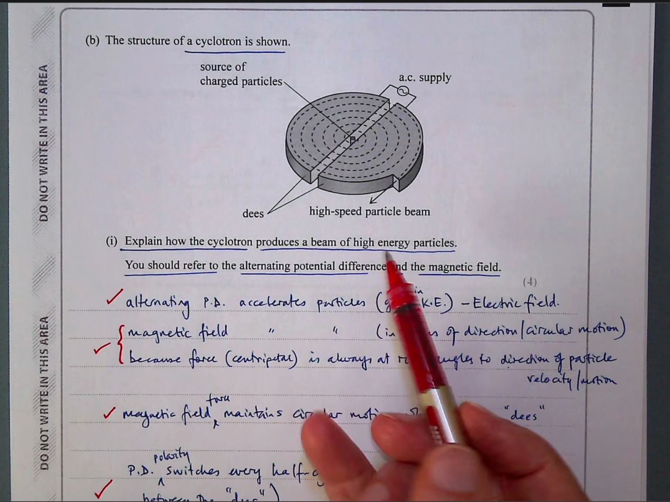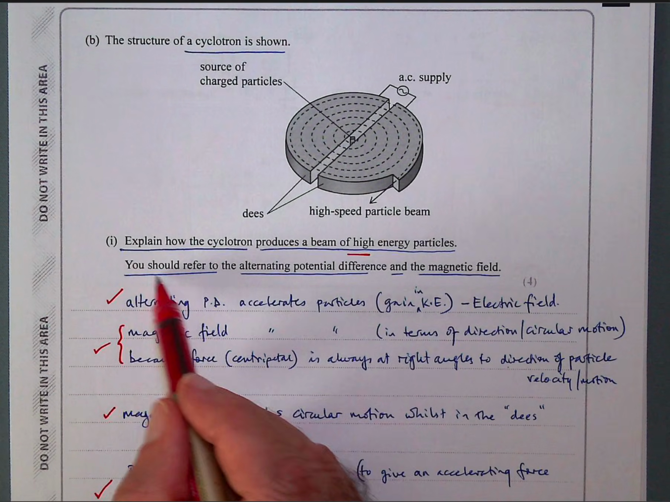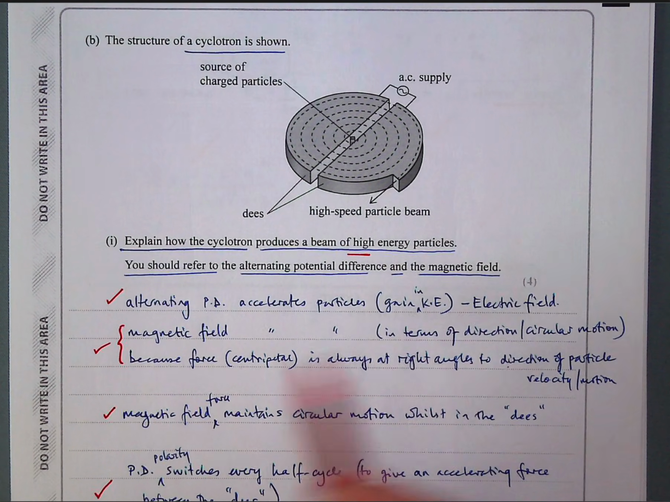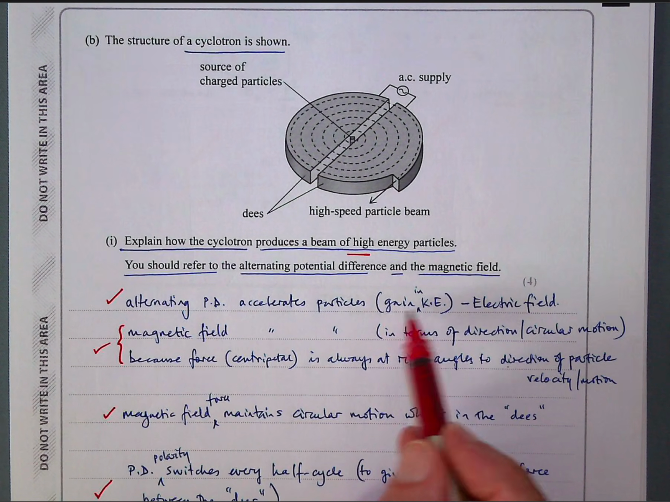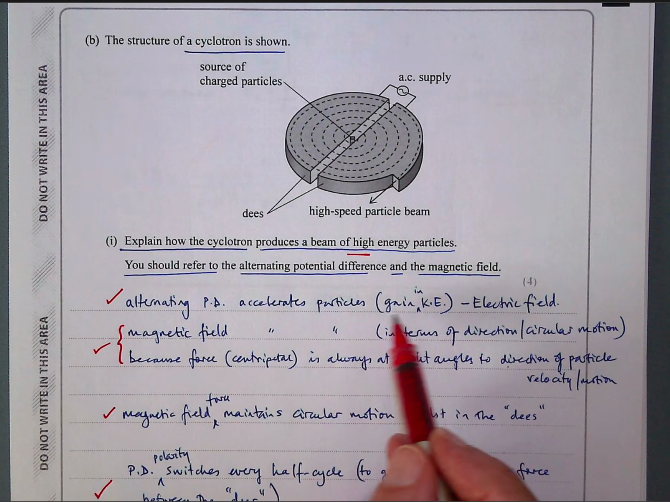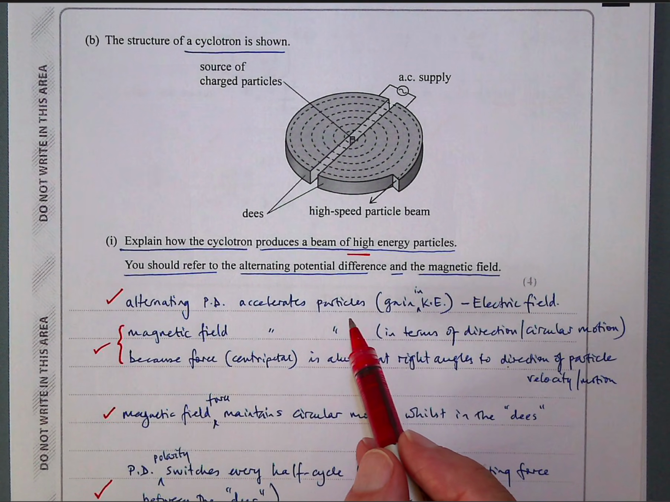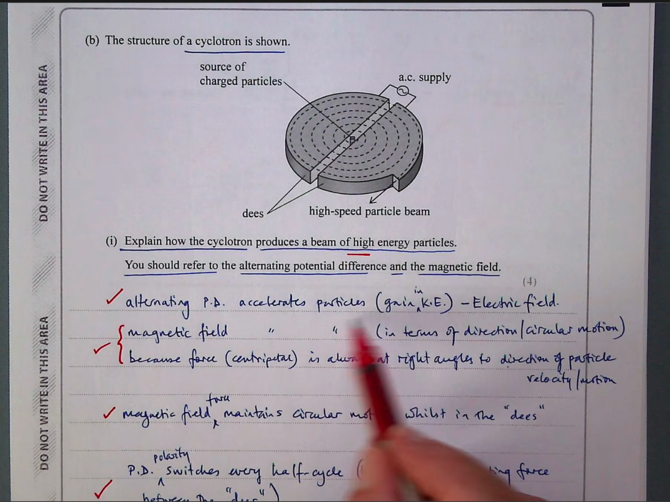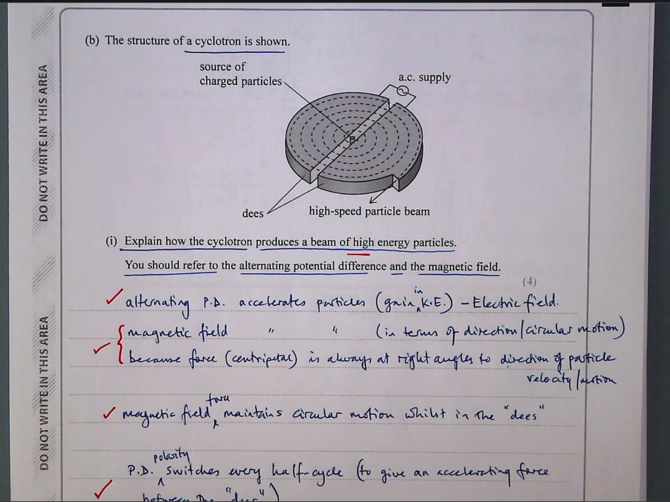Okay, so in other words, how does it accelerate them and how does it work? You should refer to the alternating potential difference and the magnetic field. Well, alternating potential difference accelerates particles, as in they gain in kinetic energy. Because remember, acceleration is a vector quantity, so it could be acceleration due to a magnetic field or an electric field. In the electric field, the acceleration leads to a gain in kinetic energy, therefore a gain in velocity. So you get 1 mark for explaining that.